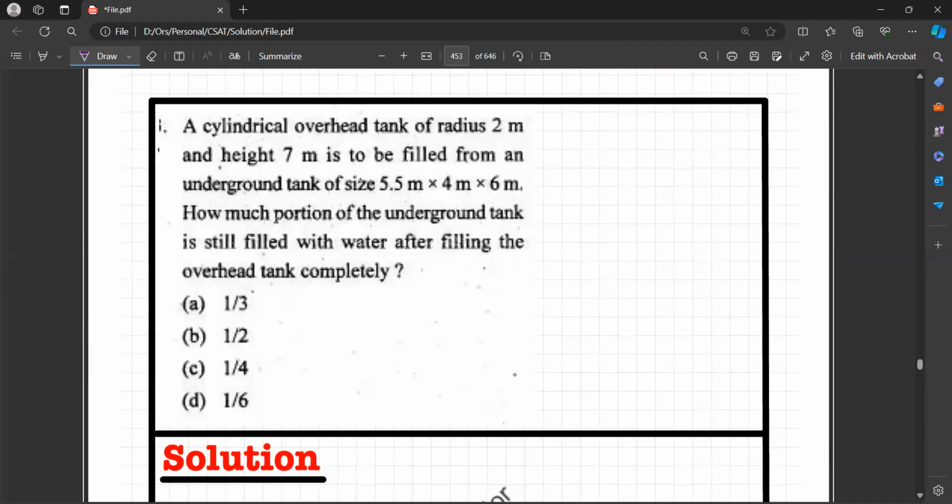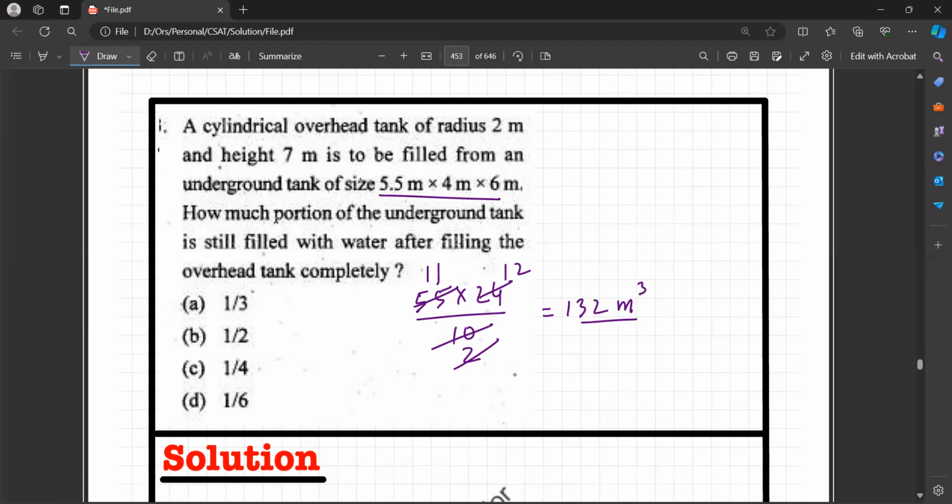A cylindrical overhead tank of radius 2 meter, height 7 meter is to be filled from an underground tank of this much size. How much portion of the underground tank is still filled with water after filling the overhead tank completely? Now, what is the total volume of the underground tank? 55 into 24 divided by 10. Once you cancel it by 5, this will be 2, this will be 11. This gets cancelled by 2. This gives you 132 meter cube.